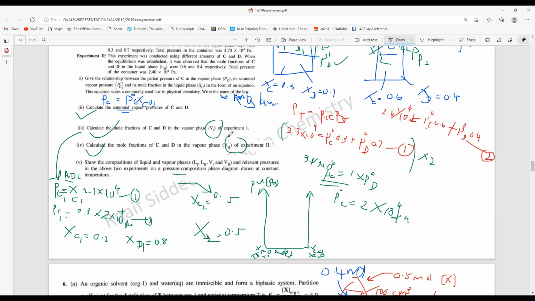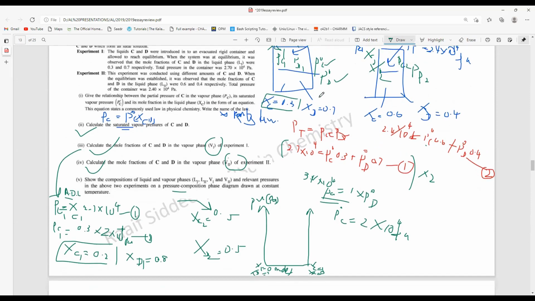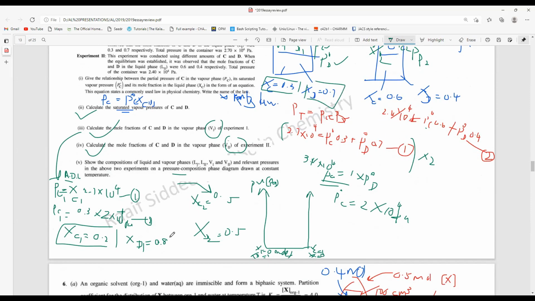So you know the mole fractions. In the liquid phase, you know XC is 0.3. In the vapor phase, you know XC is 0.2 in experiment 1. In experiment 2, XD is 0.7 in the liquid and 0.8 here. Based on that, you can first think: if XD is 1, what can you do? You can write P naught D here, and on this side XC is 1, so you can draw P naught C.